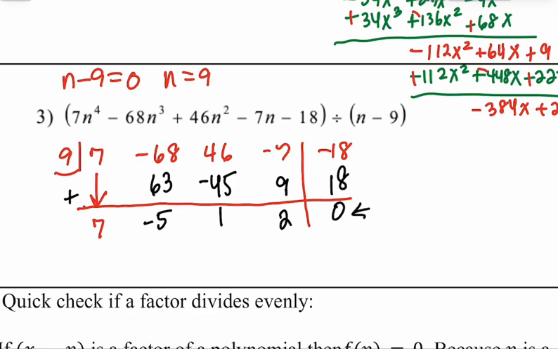This little box holds our remainder. There isn't a remainder. N minus 9 perfectly goes into that long polynomial. It is a factor of our polynomial.